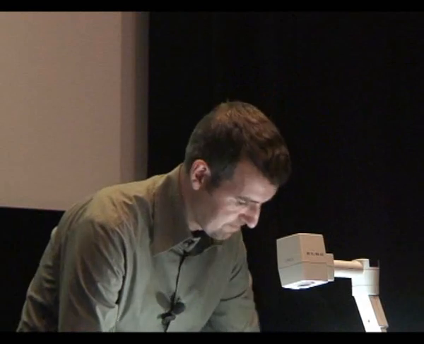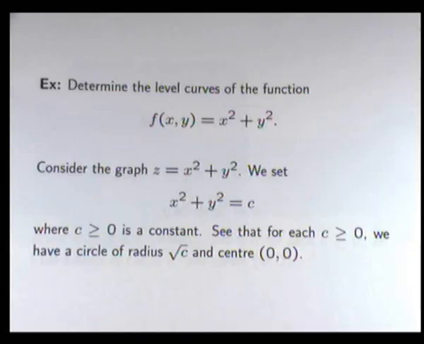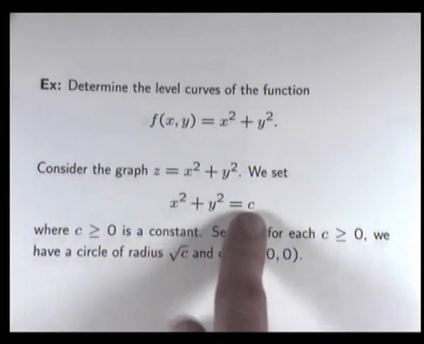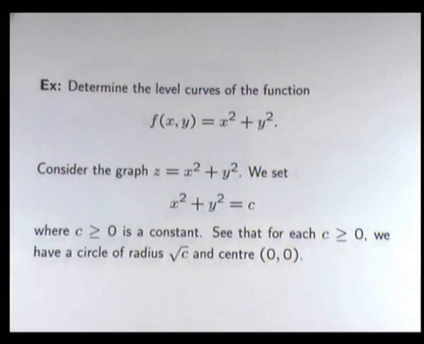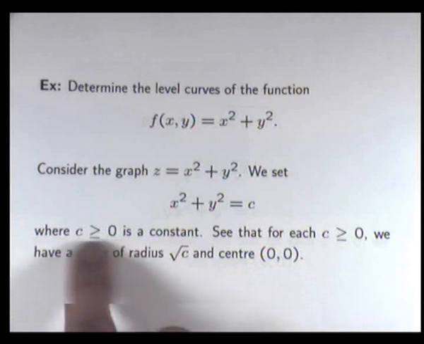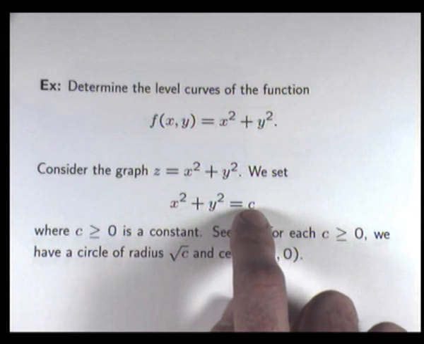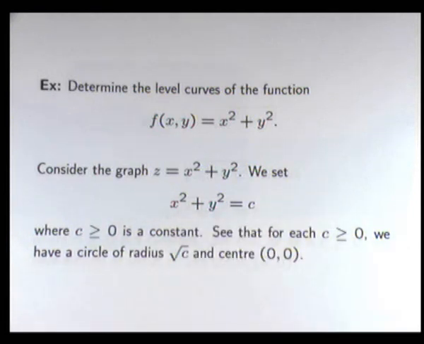All right, so let's do an example. Determine the level curves of the following function of two variables. The basic idea is the same for these types of examples and problems. You set the function equal to a constant, and then you choose different values for that constant. In this case, I'm only going to choose non-negative values for this constant, because if you put in a negative number here, you can't solve. I mean, it doesn't mean anything.